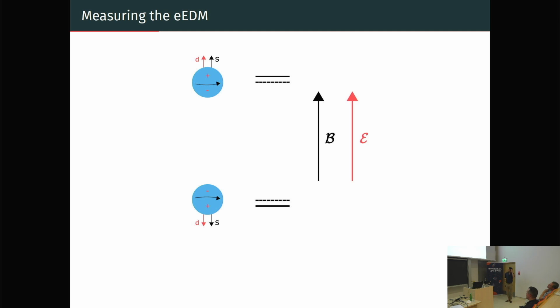Then if we apply an electric field parallel to our magnetic field, and the electron has some non-zero EDM, we'll see a small shift in that transition frequency, right? If we reverse the direction of that electric field, the sign of that shift will change. If we compare those two frequencies, we get a signal which is directly proportional to the size of the electron EDM, and of course the size of the electric field we apply. Our technique is exactly the same as what Mike said: we want as large an electric field as possible to give us the highest sensitivity. And so we use molecules and we use molecular ions.